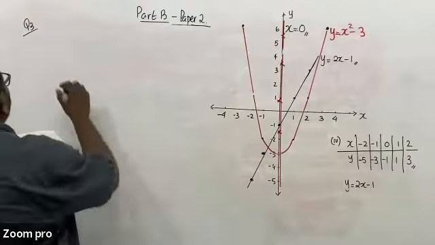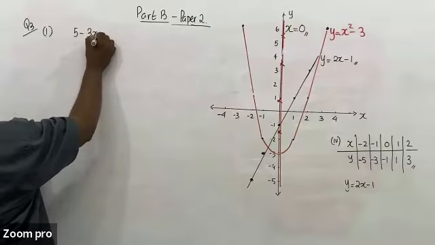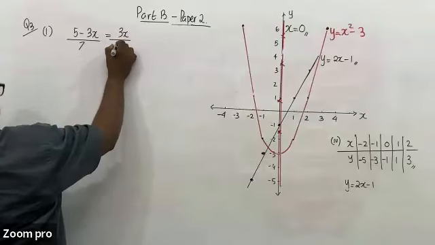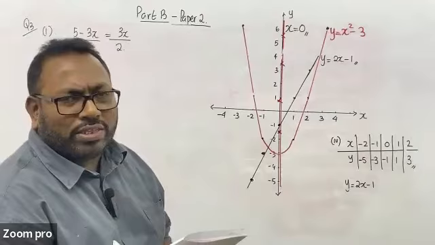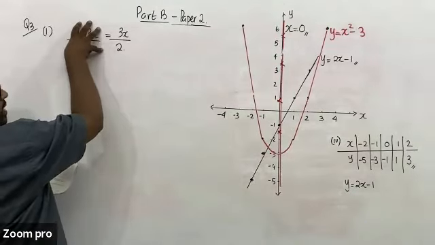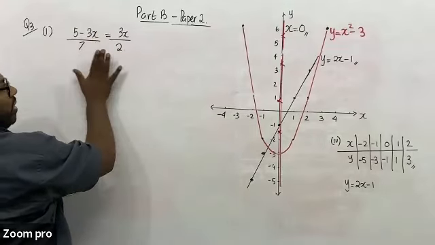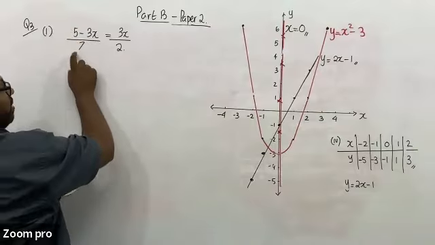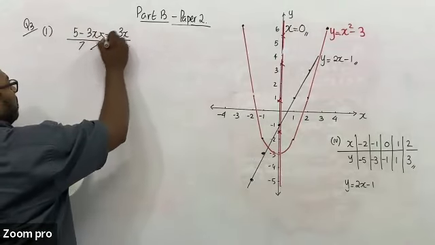Okay. Question number 3.1. You have 5 plus 3x over 7 is equal to 3x over 2. So when they say solve, that means they're asking you to find the value of x. So here what you can do is, this fraction is equal to this fraction. Both are equal to each other. So in order to solve for x, you need to take this 2 to this side, take the 7 to this side. So the easy way out is you cross multiply.